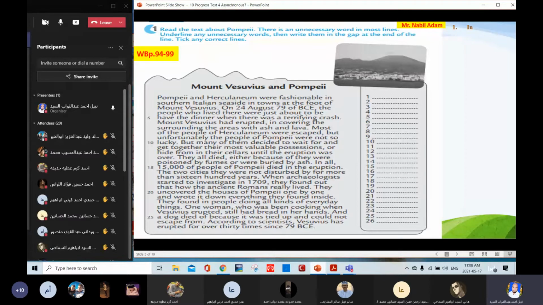Southern Italian seaside in towns at the foot of. We put in. Underline in again. In. Yes. Very good. So, southern Italian seaside towns. Thank you. Muhammad Ahmed Al Hasib. Number three.